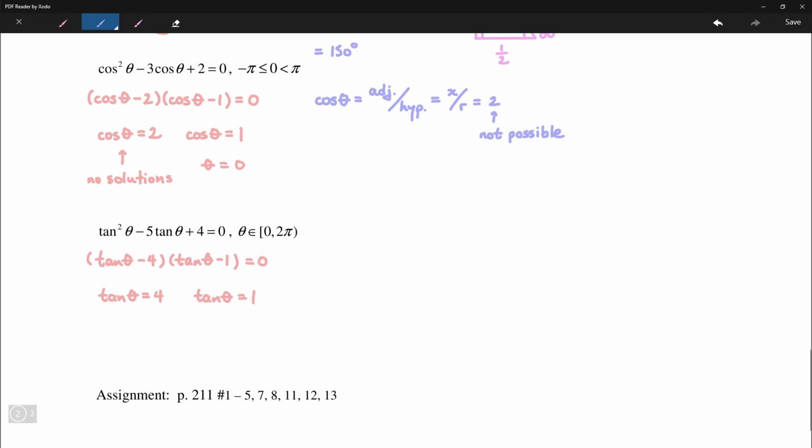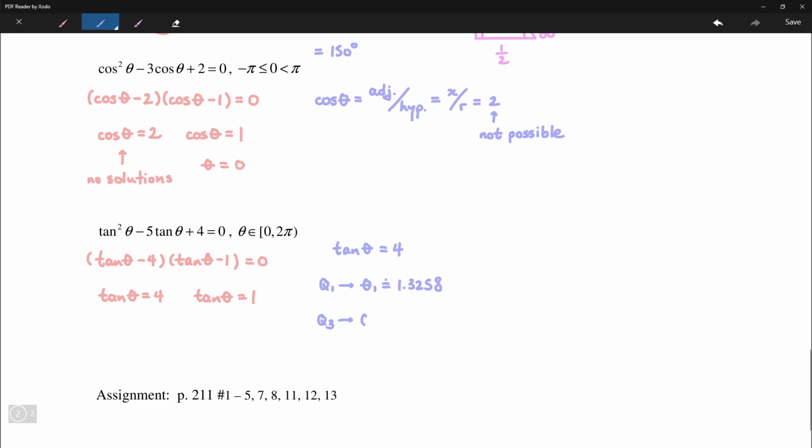However, notice that tangent theta equals 4, that is not a special triangle value at all. So the solutions that we're going to get from this will be decimal approximation using a calculator. The first one is going to be in quadrant 1, and the second will be in quadrant 3, because that's where tangent theta is positive. And using a calculator, we get theta 1 is going to be equal to 1.3258. Again, that is an approximate value.